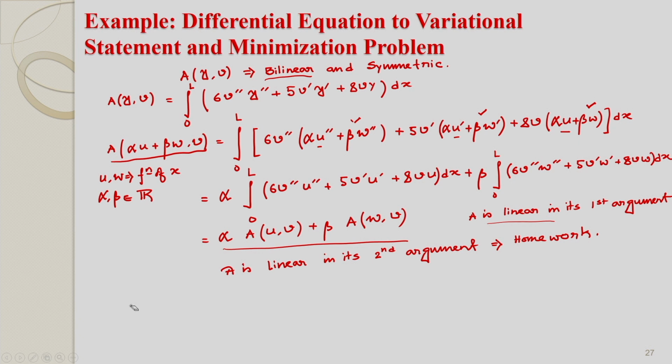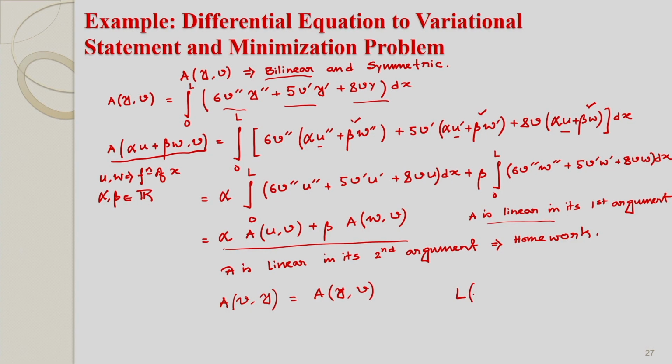Now, about symmetry. If you replace y by v and v by y, you will get the same expression. So, it is symmetric. If you interchange the dependent variable and its variation in the expression, and the expression remains the same, that means it is symmetric. So, A y comma v is symmetric.